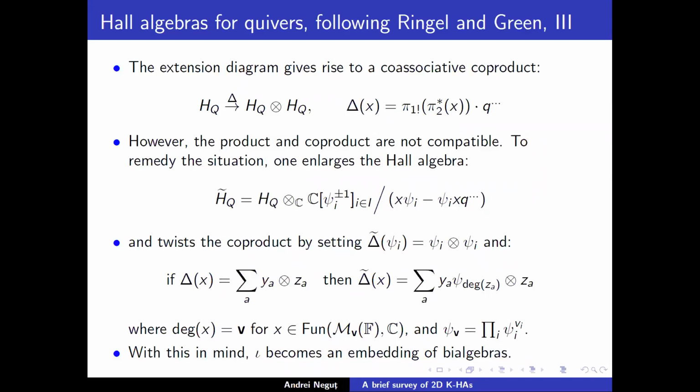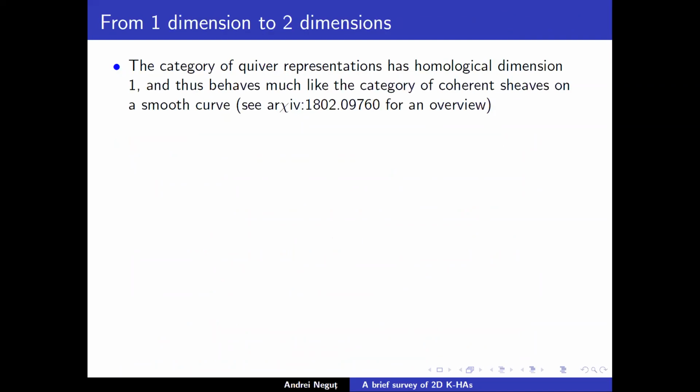Okay, so let's move on to less classical aspects. So how do we go from one dimension to two dimensions? So what does one dimension have to do with all of this? Well, one is the homological dimension of the category of quiver representations, which basically means that between quiver representations, you have Homs and Ext1s, but you don't have any Ext2s. And from this point of view, it behaves a lot like coherent sheaves on a smooth curve. And there are actually a lot of parallels between the theory of the category of quiver representations and the theory of the category of coherent sheaves on a smooth curve.